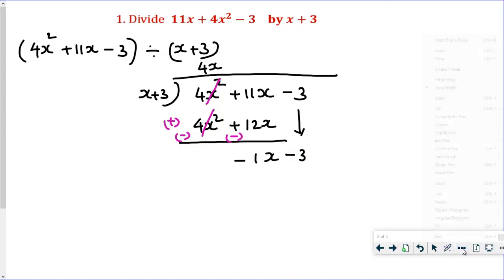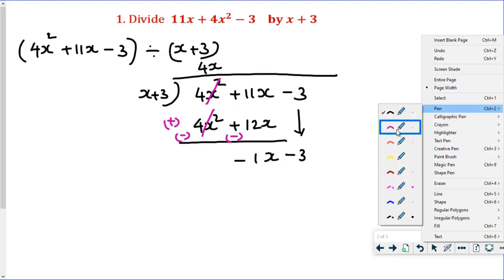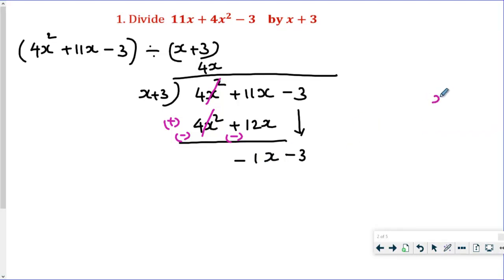Now you have to take the first terms. Here the first term is x, and in the divisor the first term is x, so x by x is equal to 1. The sign is minus, so you write minus. Then x by x is equal to 1, so here you write 1. Now multiply with x plus 3: x, and minus 1 into 3, that is minus 3.